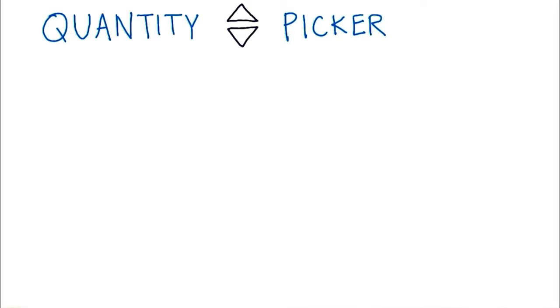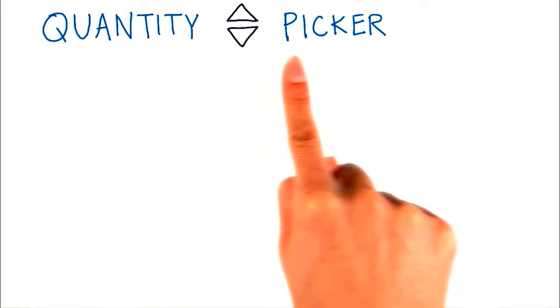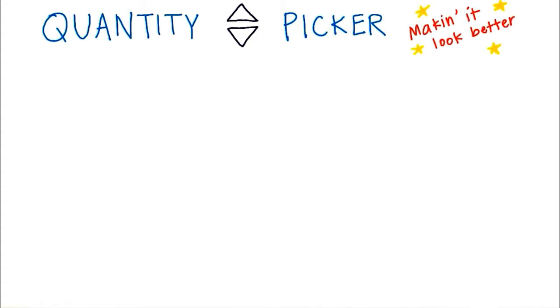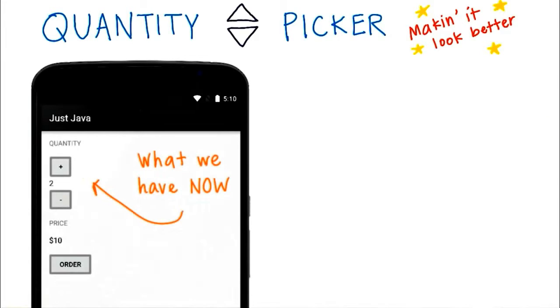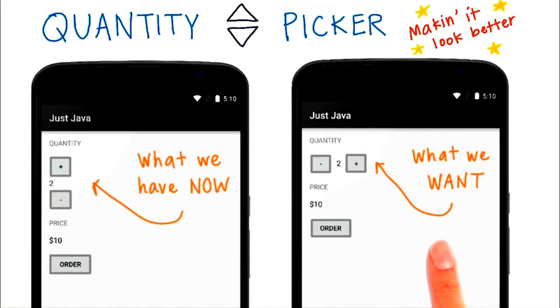progress. So far, the functionality of the quantity picker in our app is working well. So now we can spend a little bit of time making it look a little better, a little sexier. We want to move closer towards our end goal. This is what we have now, and this is what we want. The buttons in our app currently work, but they're not in the ideal layout.